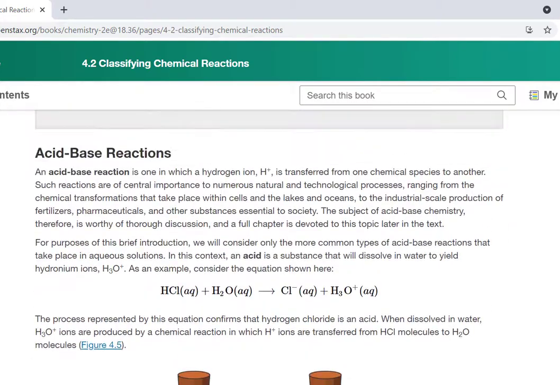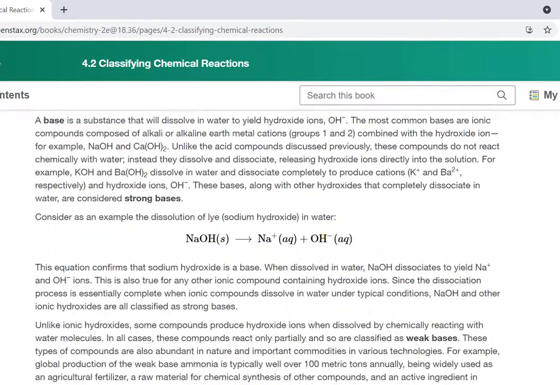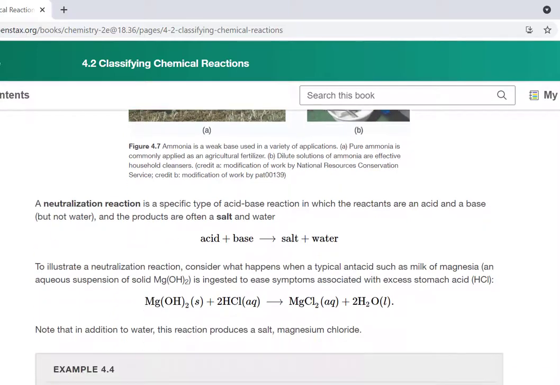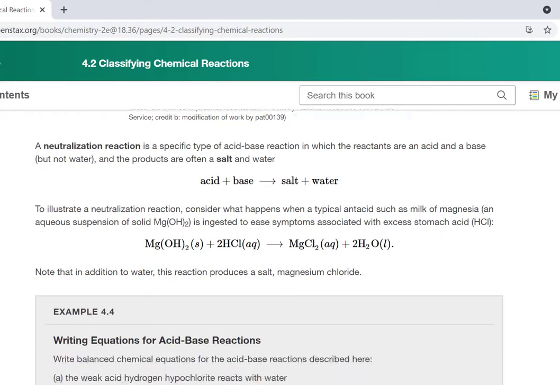Likewise, for an acid-base reaction, let's go ahead and find the neutralization reaction. So we're showing one here. In addition to being able to predict that, as we discussed earlier, if you were to see it, could you classify it as an acid-base reaction?